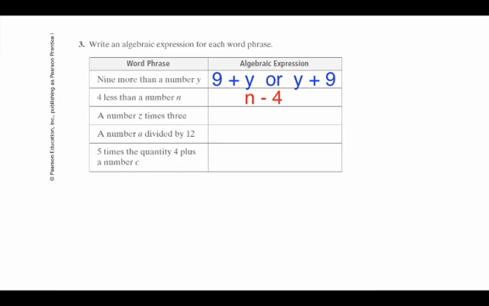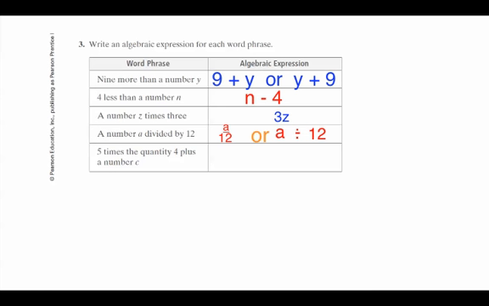For the third one, a number z times 3. We're going to multiply. But remember, when we multiply a number and a variable, we always write the number first, followed by the variable, and no symbol in between. So we should have written 3z. For the fourth one, a number a divided by 12, that would be a over 12 or a divided by 12 using the division sign. You really need to start getting in the habit of writing those as fractions because as we progress this year, division will be written in fraction form.